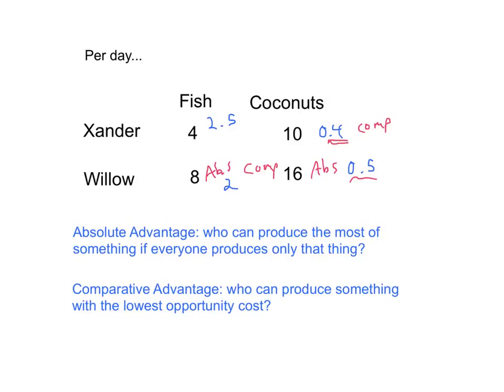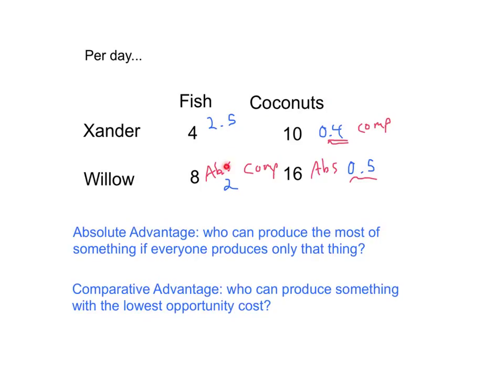Now the question is, why does this work? Well, anytime he wants, Xander can spend 2.5 coconuts to get 1 fish just by doing it himself. He's only willing to trade if he can get a fish for less than 2.5 coconuts. Willow, on the other hand, anytime she wants, can get a fish, and it's only going to cost her 2 coconuts, and she's willing to trade a fish for coconuts if she can get more than 2 coconuts per fish. Well, it seems like there's some room for negotiation there.